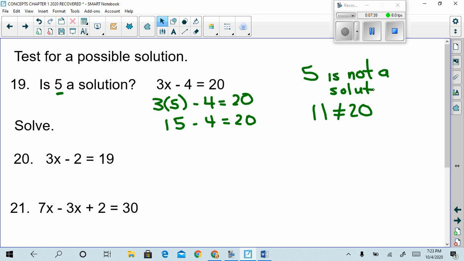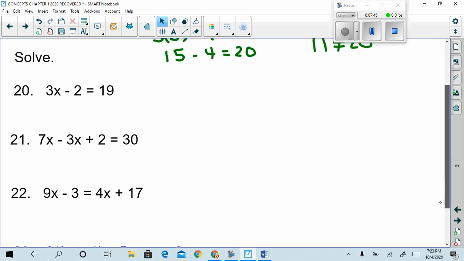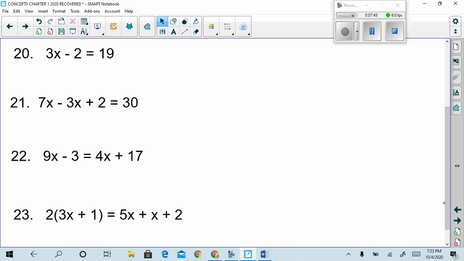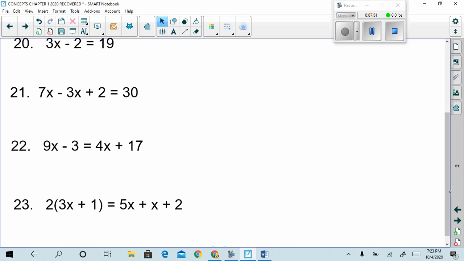And the last few problems on this slide involve solving equations. There are 4 here for you to do. Do these as well, and we will go over all of these in class today. And that'll be our review. Tomorrow, a new lesson.